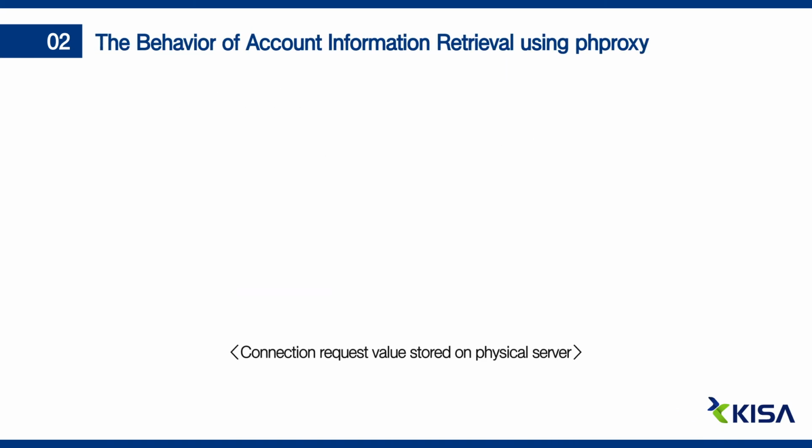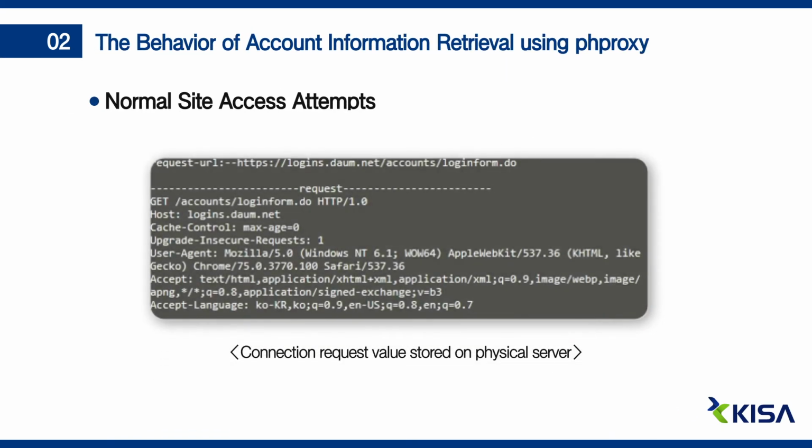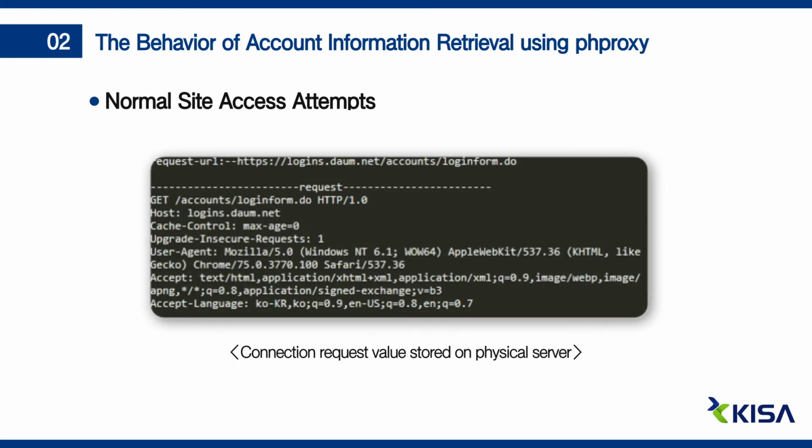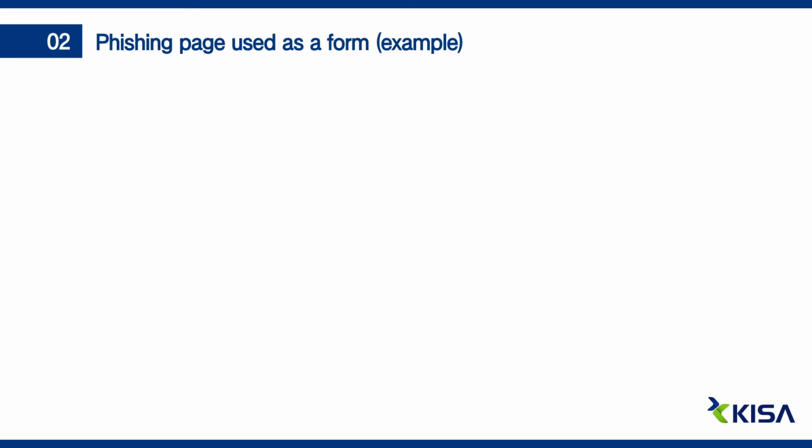The access is made to the URL received through the previous process, and the request and response values for this connection are separated by IP and saved as a file. The attacker collects account information through this file.